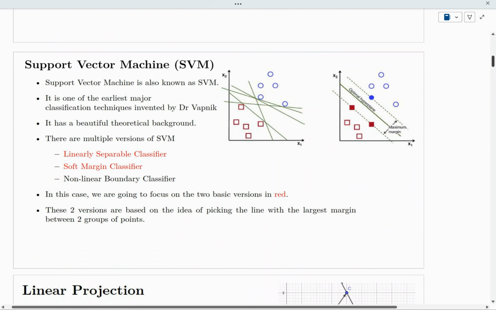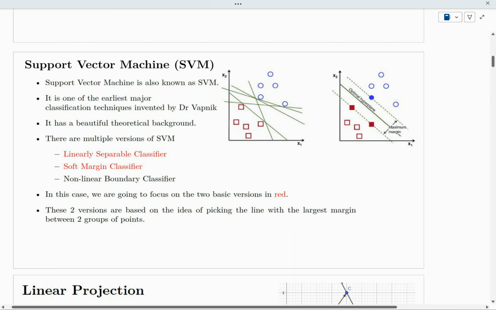Support vector machine was invented by Dr. Vapnik. It has a very beautiful theoretical background, and there are many versions of it. Today, we're going to learn the linearly separable and the soft margin classifier. We're going to focus on these two, and I will leave the nonlinear boundary classifier for advanced machine learning classes.